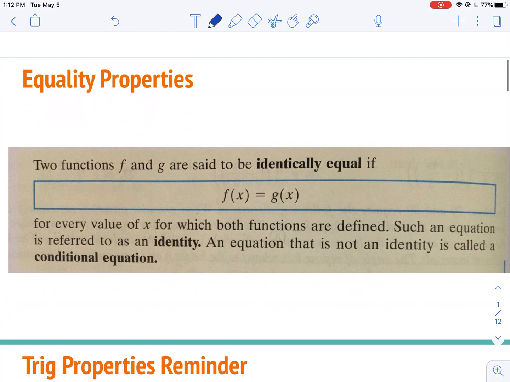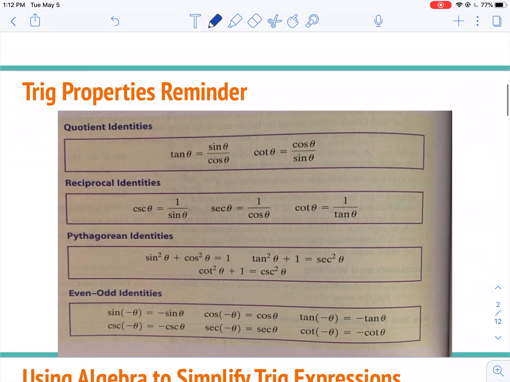So first, I know that this is some groundbreaking mathematics here. We have the equality property, which means that two functions are identically equal if we say they're equal. So if f of x is equal to g of x, that means that they are referred to as an identity. So any equation that are identically equal can be referred to as an identity. And any equation that is not an identity is called a conditional equation. So in trig, we already know a series of rules, and from those series of rules, we can prove some other rules. So here are the trig properties reminder.